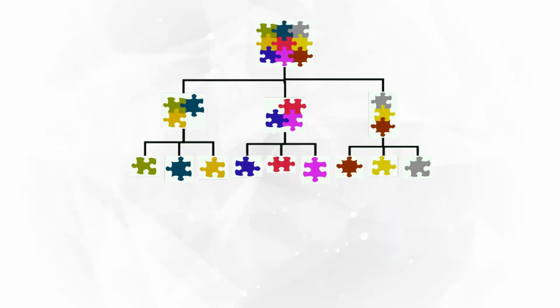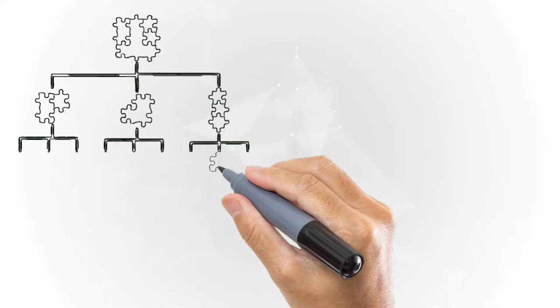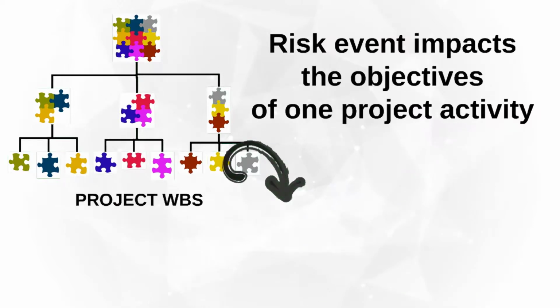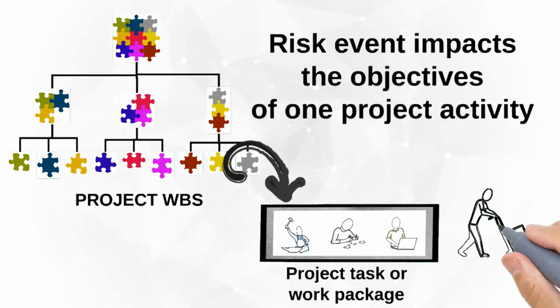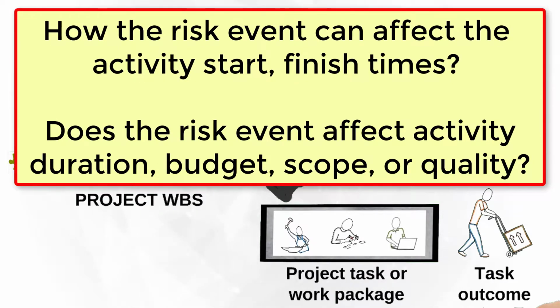The individual risks affect one or more project components. The individual risks impact the objective of one project task or work package. It's important to identify clearly how the risk event will affect the activity execution or the deliverable associated to that task. I always recommend to my students to ask questions such as how the risk event can affect the activity start, finish time. Does the risk event affect activity duration, execution, budget, scope, or quality? Always try to correlate the risk event and the real consequence on the project task.